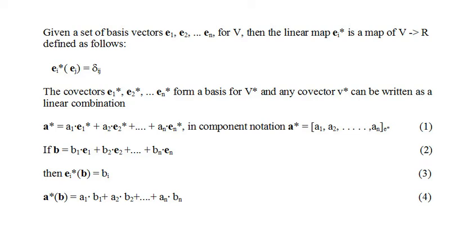So we can write any covector A star as shown in line 1 as a linear sum of the basis covectors, and it can be written in component form also shown in line 1. If we have a vector B in V, a basis covector Ei star maps B to its ith coordinate B sub i as shown in line 3, and A star of B is shown in line 4.